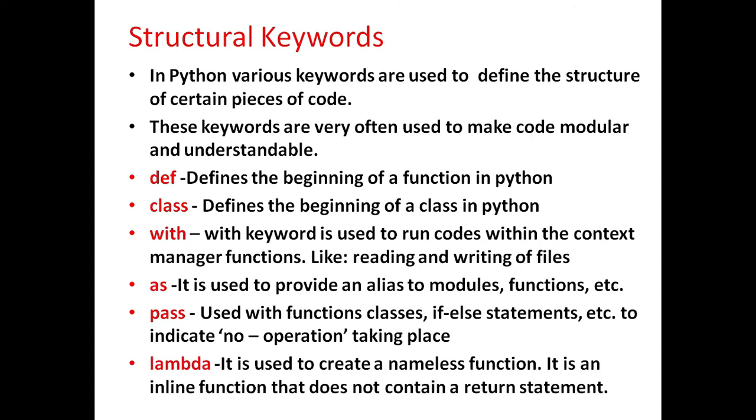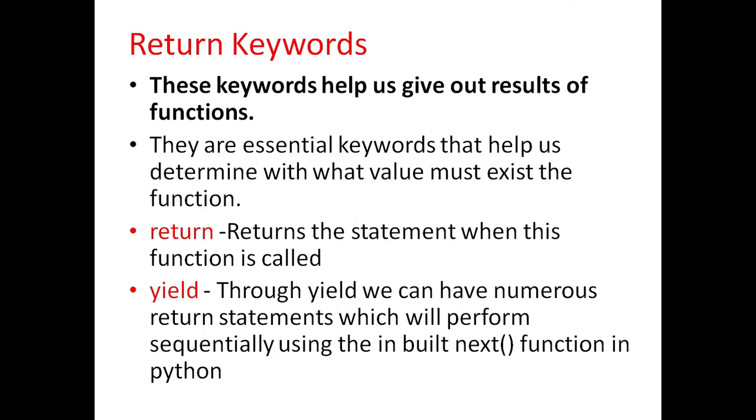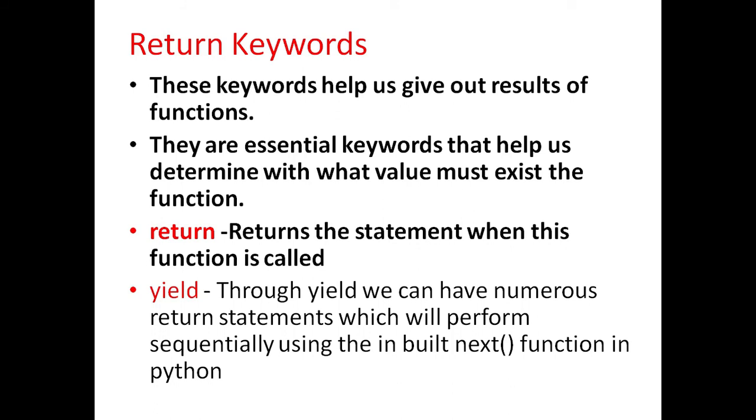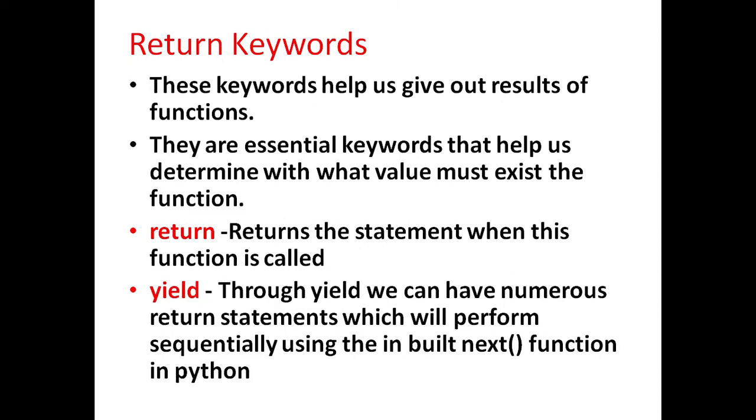lambda is used to create a nameless function. It is an inline function that does not contain a return statement. The return keyword is used to give out the result of a function. They are essential keywords that help us to determine with what value we must exit from the function. There are two keywords, return, which returns the statement when the function is called, and yield. Through yield we can have numerous return statements which will perform sequentially using the built-in next function in Python.